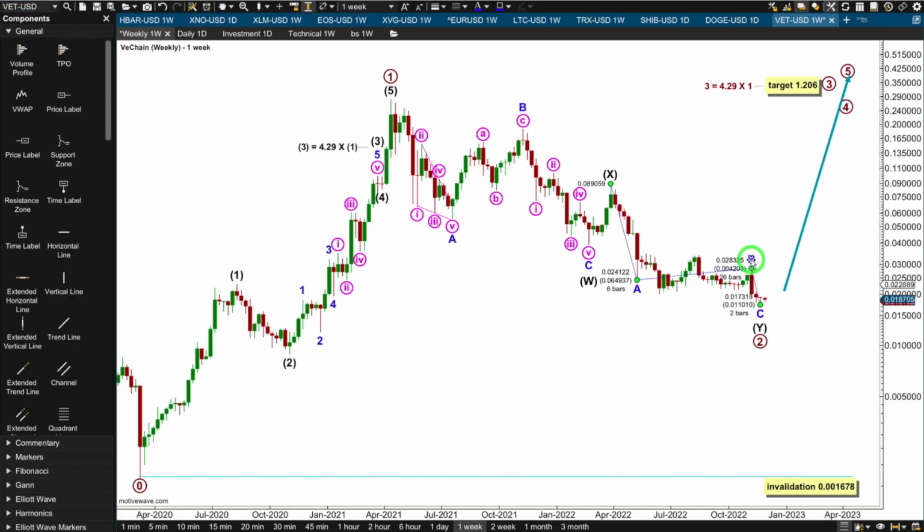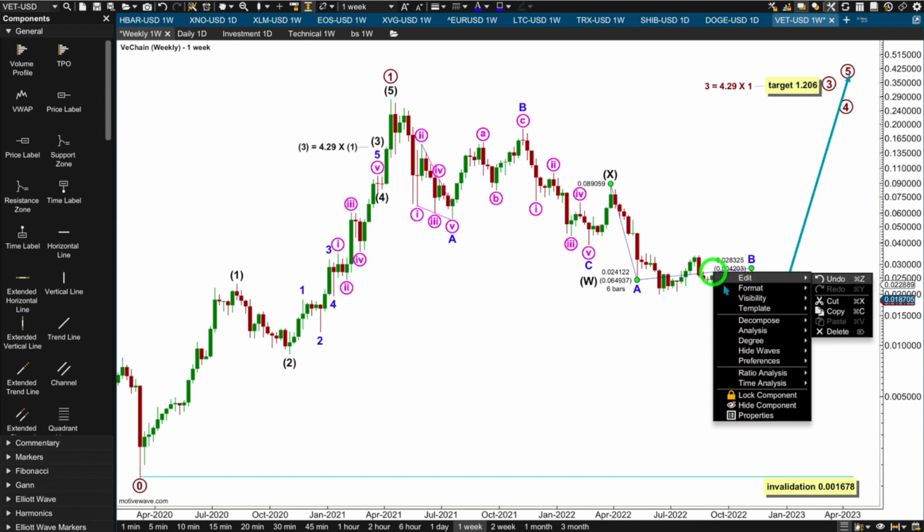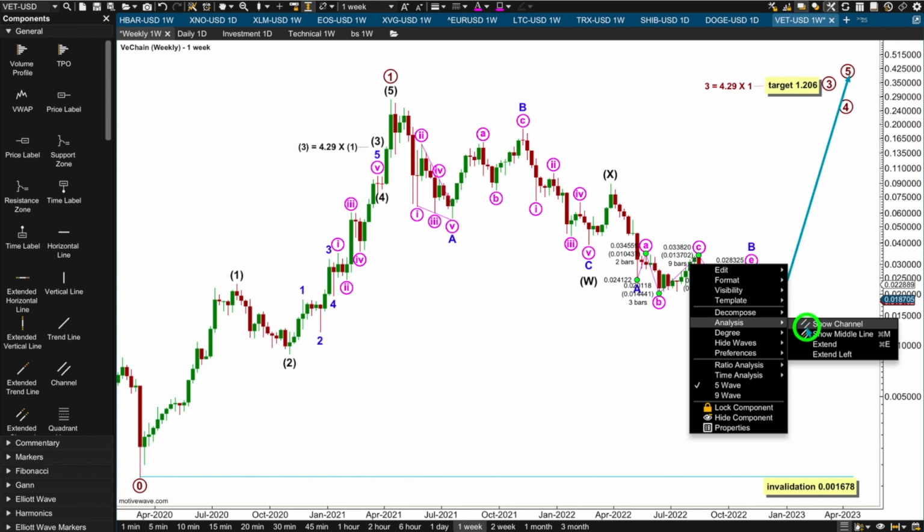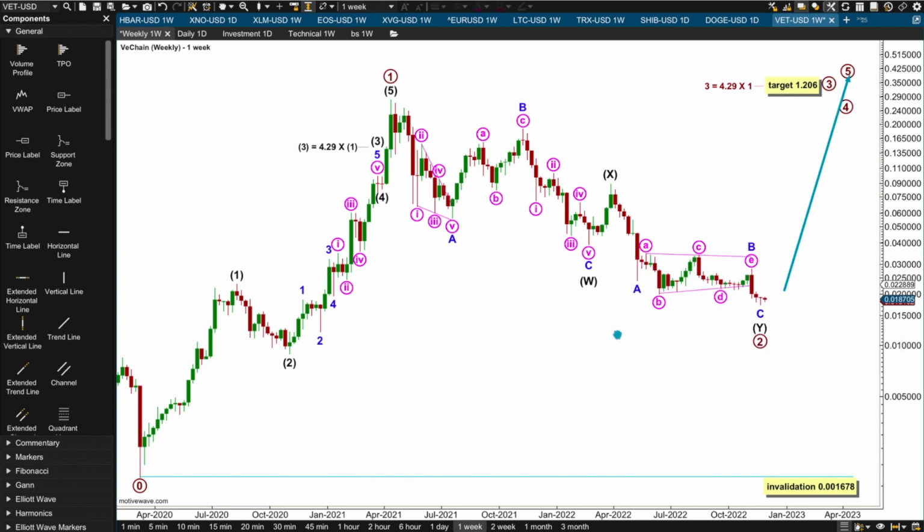No, it can't be an expanding triangle. Could it be a contracting triangle? Doesn't look like a very good triangle at all. Okay, C hasn't moved beyond the end of A. I don't think the triangle trend lines are really going to have a good contraction. Okay, this meets Elliott wave rules.